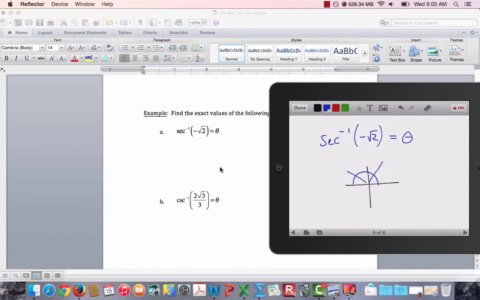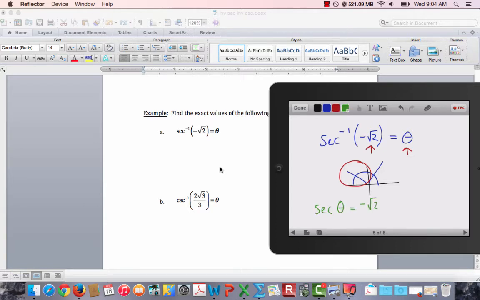So we're asking ourselves, who is the angle who has a secant that is negative radical 2? Now, since the secant is going to be a negative value, that tells me that I'm going to be in the second quadrant, because in the second quadrant the cosine is negative and therefore the secant is negative. So who is the angle who has a secant that is negative radical 2? That's going to be somebody in the second quadrant.